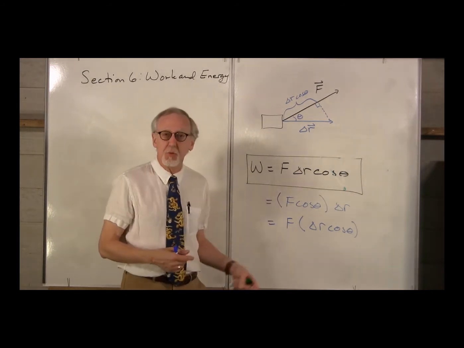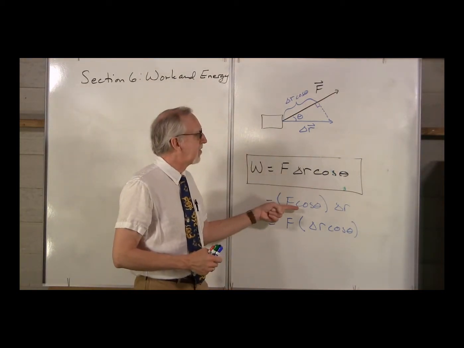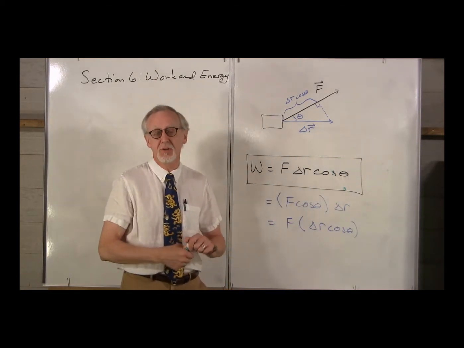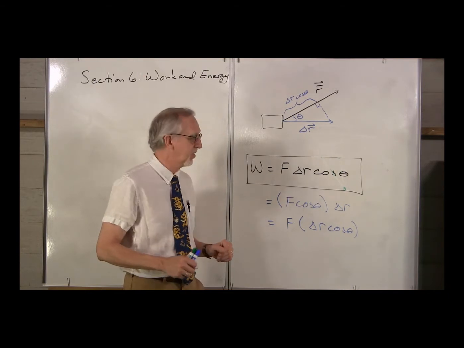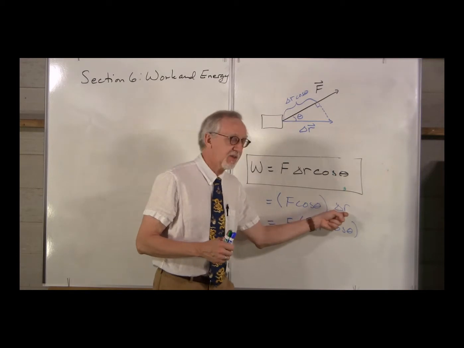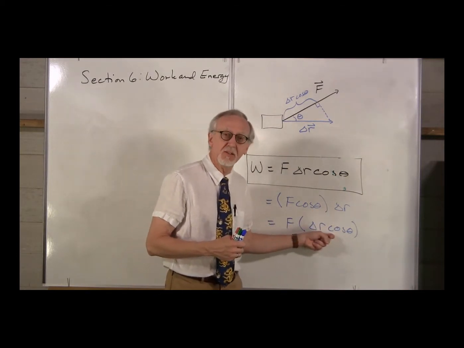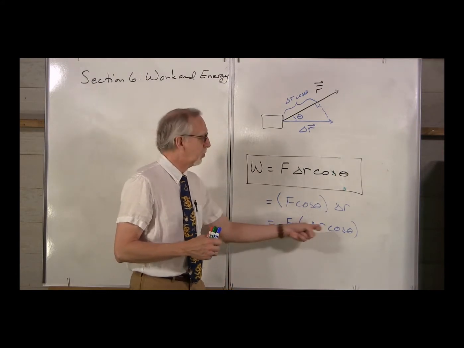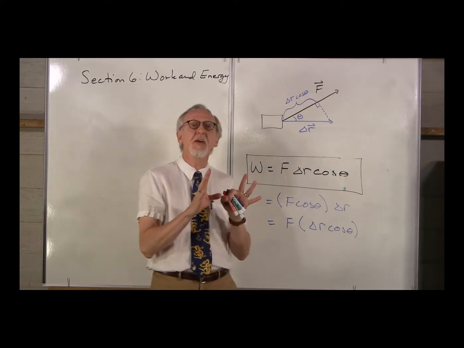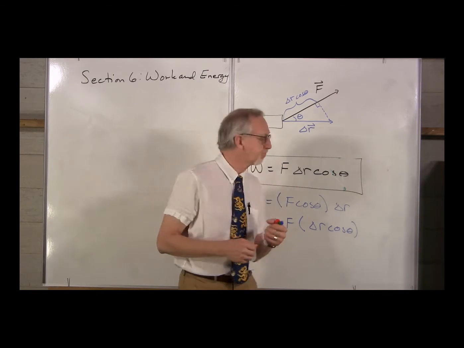You can think of it either way, but not both. You can't say that it's the same as F cos theta times delta R cos theta. You can't put two terms of cos theta in there. There's only one. So it's either the component of F along R times delta R, or F times the component of delta R along F. So, a couple different ways to think about what this work is telling us. It's only the parts that are in the same direction that actually contribute to the work.